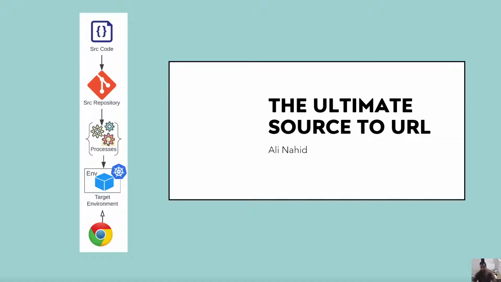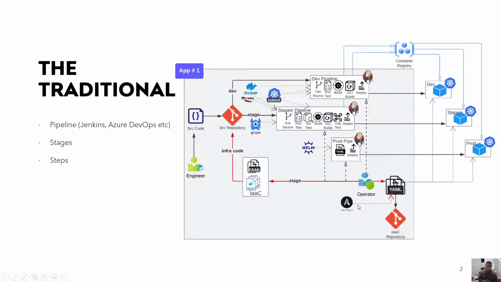So in this video, I'm going to focus in a little more detail on the process part of this source to URL scenario. The traditional process is we write source code that resides in a source repository, typically Git, and then we write a bunch of pipelines which convert the source code into a container image, and that gets deployed onto a Kubernetes environment. We have been doing this for some time now, which is perfectly fine.